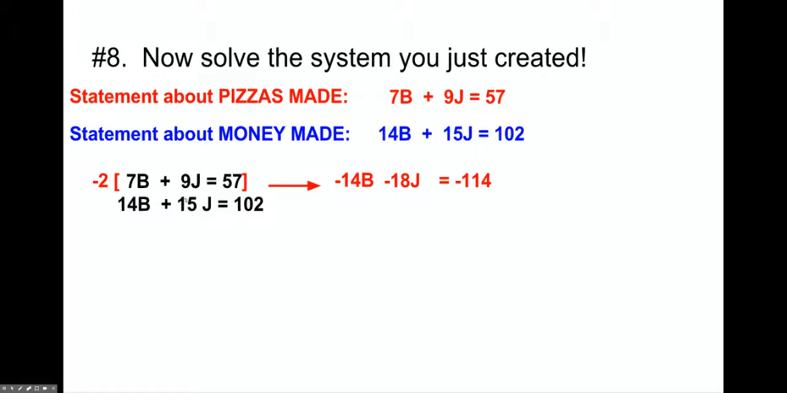For the next step, you're just going to scoot this guy over. Don't do anything to the bottom because we have this 14 already, and it's going to cancel out with this -14 on top. They are opposites of each other.